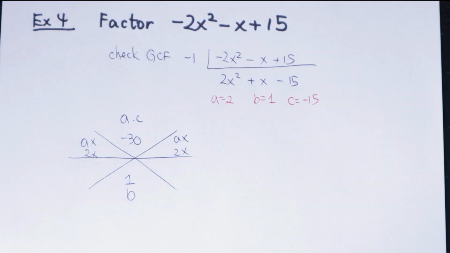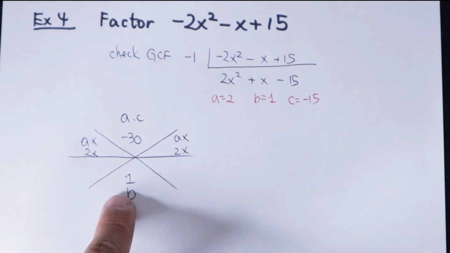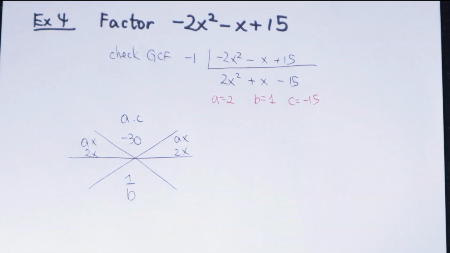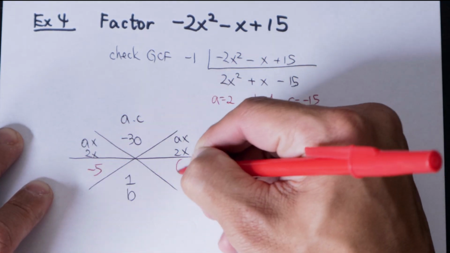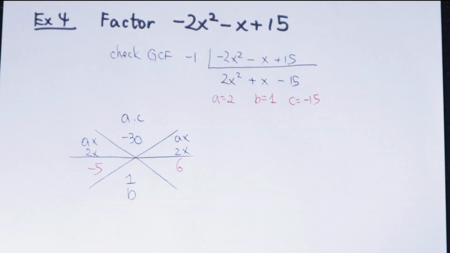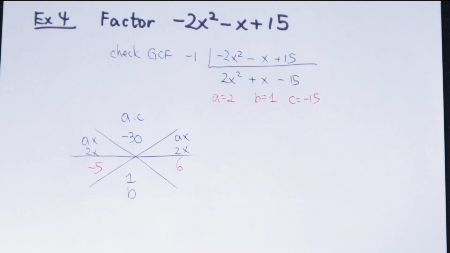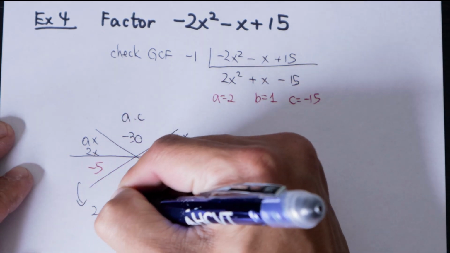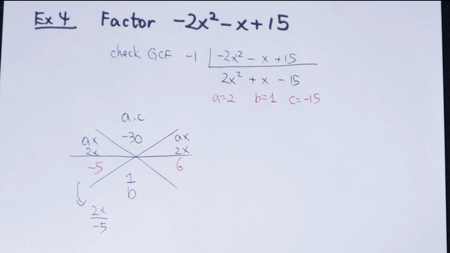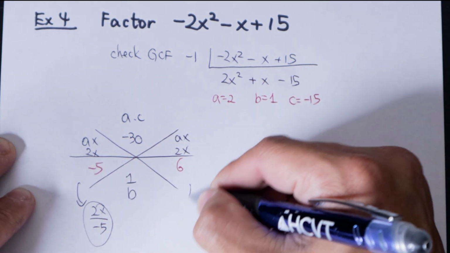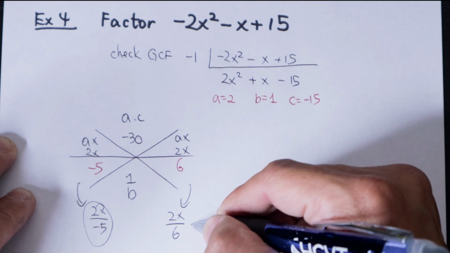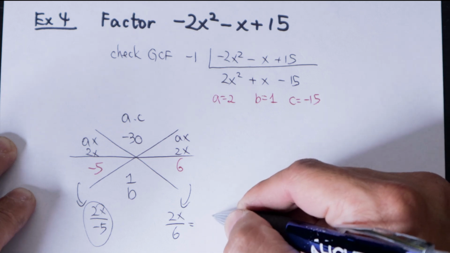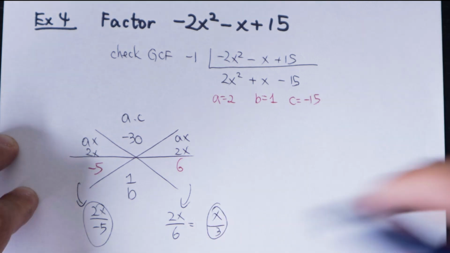You're going to find two numbers that multiply to get negative 30 and add to get 1. Well, the two numbers that are possible will be negative 5 and positive 6, because negative 5 plus 6 is 1. So we're going to make sure that these two fractions are reduced. Well, one of the fractions is 2x over negative 5, and it's already reduced, so we're good with this. Well, the other fraction, 2x over 6, is not reduced. So we have to reduce that. So 2 over 6 becomes 1/3, or x over 3. And now this fraction is reduced.